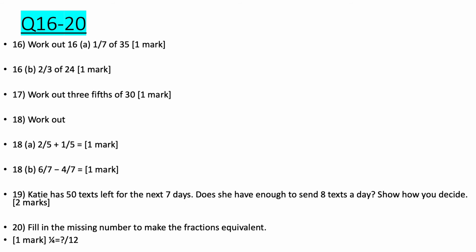This is question number 16. 16 part A says work out 1/7 of 35. Well, 1/7 means I'm dividing it by 7, so 35 divided by 7 is equal to 5, guys.